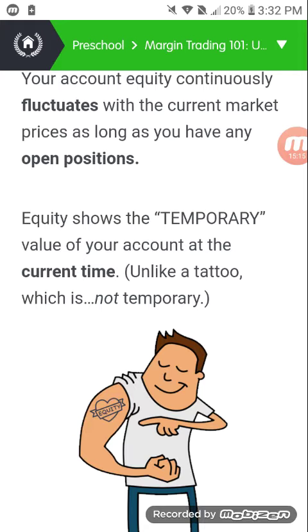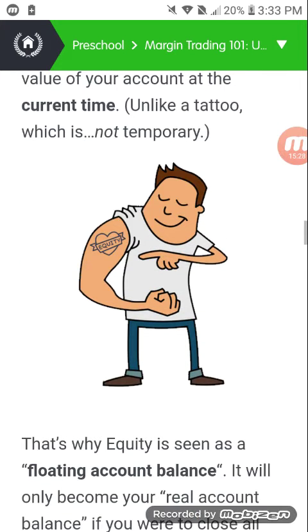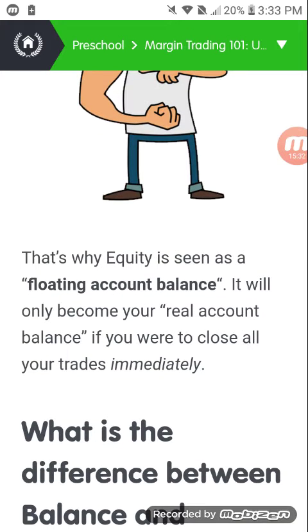Your equity shows the temporary value of your account as it fluctuates up and down as the market fluctuates up and down at the current time. Unlike a tattoo that is permanent, it's temporary. That's why equity is seen as a floating account balance. It will only become your real account balance if you were to close all those trades immediately.